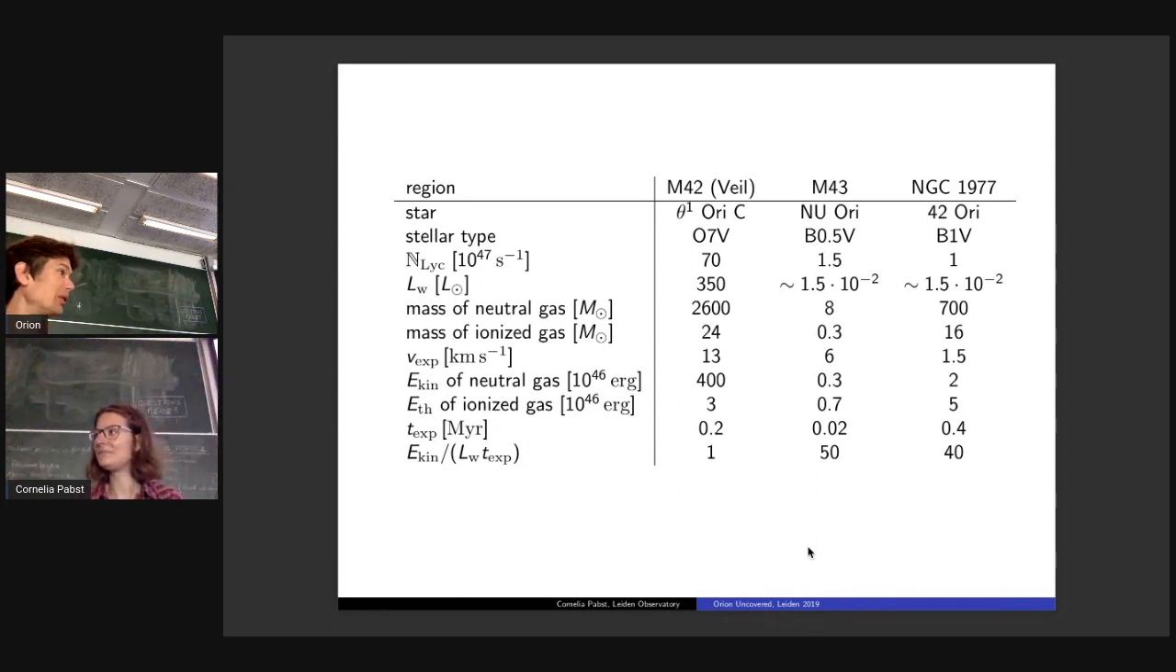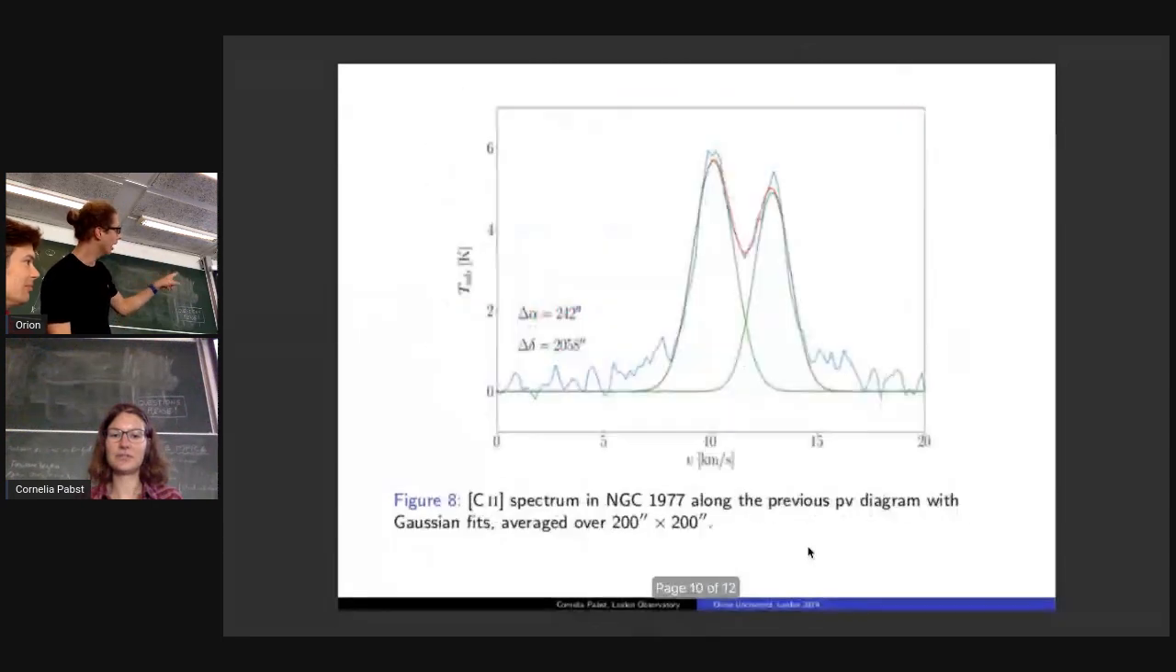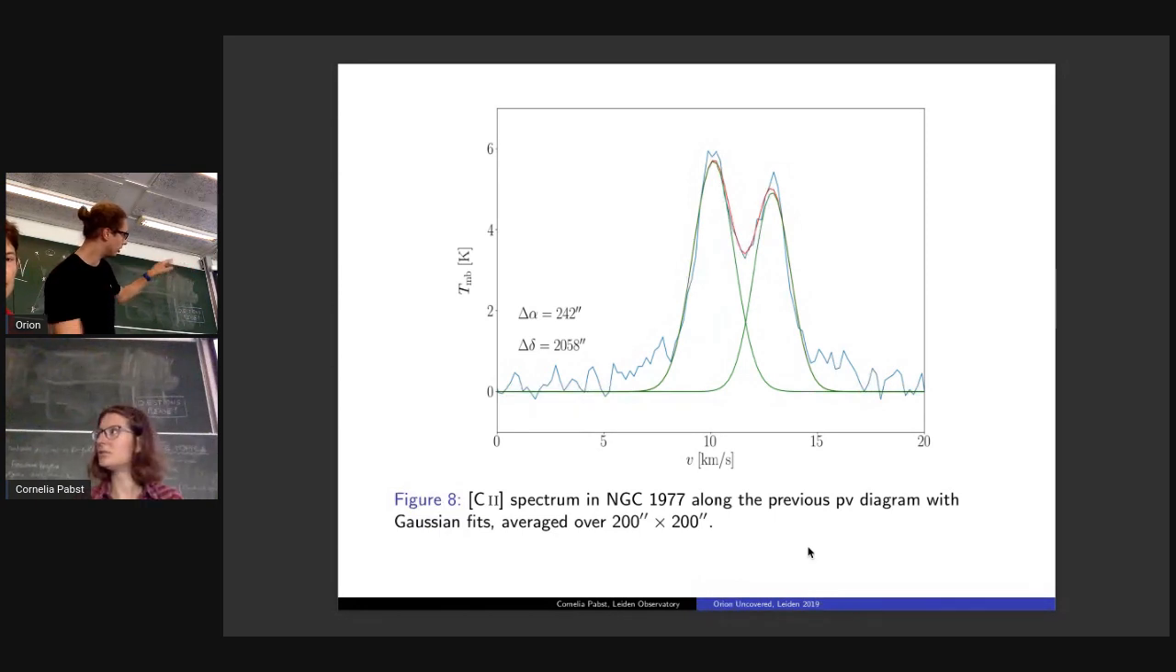Okay, do we have Stefan? Another question. Could you go to the plot where you show NGC 1977? Yeah, this one. I was just wondering, the two peaks that you see here, they have different amplitudes, right? Is there any deeper meaning behind this? So where you have a different height in the peaks for the neck and the foreground?